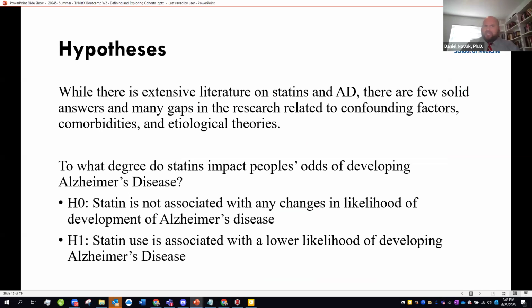Based on that, between where we were last time and where we are now, I would imagine you would do a literature review to identify what is currently known about your questions. And I found that, of course, there is an extensive literature on statins and Alzheimer's disease out there. But there are actually remarkably few solid answers and a lot of gaps related to confounding factors, comorbidities, etiological theories. For example, even just issues related to methodology.